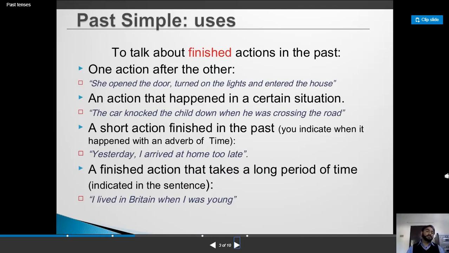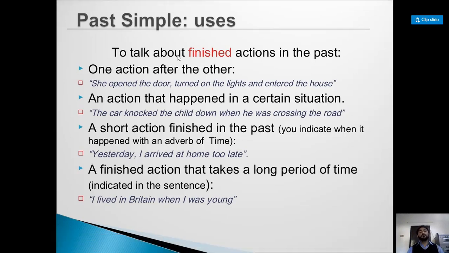Now, as we did in the previous lecture, you must know in which situation we use the past simple tense. Why do we use the past simple tense? What are the uses of past simple tense? The past simple tense is used to talk about finished actions in the past. What do we mean by finished action? When something has been done in the past and there's no influence or effect on the present.